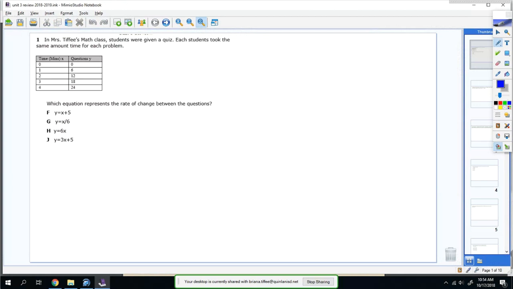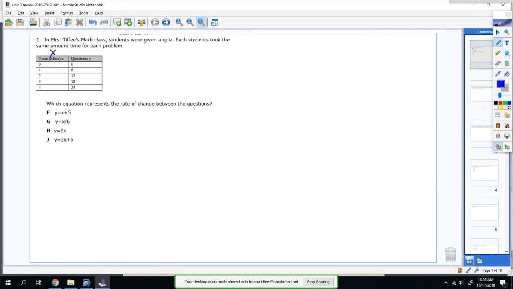All right, so this is your Unit 3 review. We did this review in class, but remember, the best way to do it is by doing the review again by yourself at home. Okay, number 1. In Miss Tiffy's math class, students were given a quiz. Each student took the same amount of time for each problem. Right? Which equation represents the rate of change between the questions?